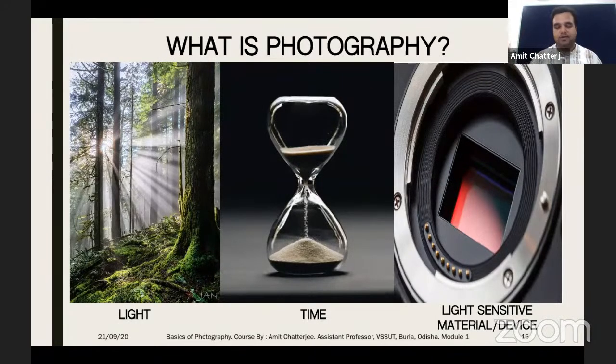Now, if you go into photo physics, they will talk about how to capture light with a certain amount of temperature, this, that. When you talk about art, they will talk about how to capture the emotion of a particular space within a frame.